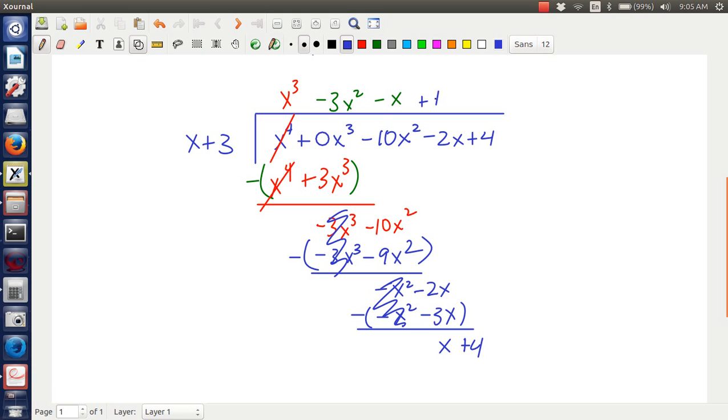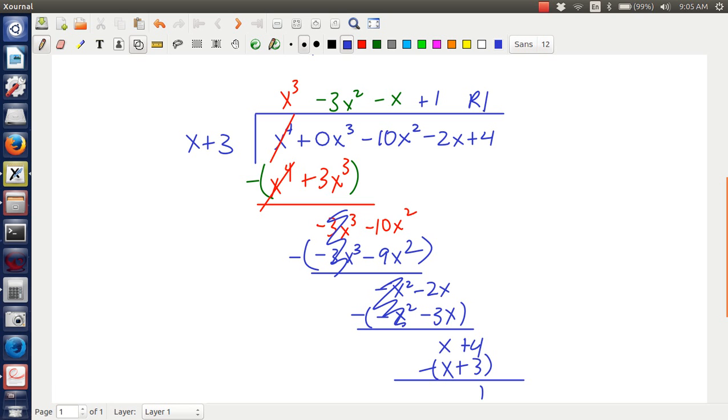That's good. I think that's good. X, okay, plus 1, so you get x plus 3. Again, you're subtracting. 4 minus 3 is 1, so you're going to get remainder 1. So that's the answer to that problem.